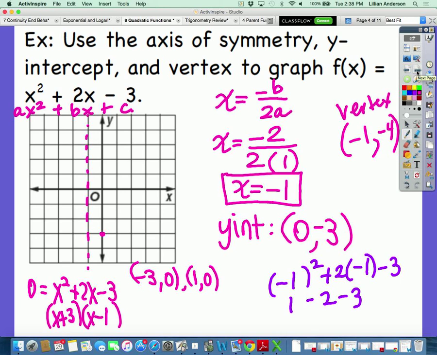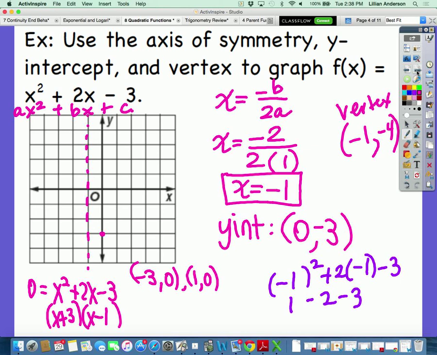So my vertex is at (-1, -4). We know the x-intercepts, right? Why are we only collecting the -1? Because the x-coordinate here, or the axis of symmetry, tells us the x-coordinate of our vertex. So we plug just that into our original function to find the vertex.